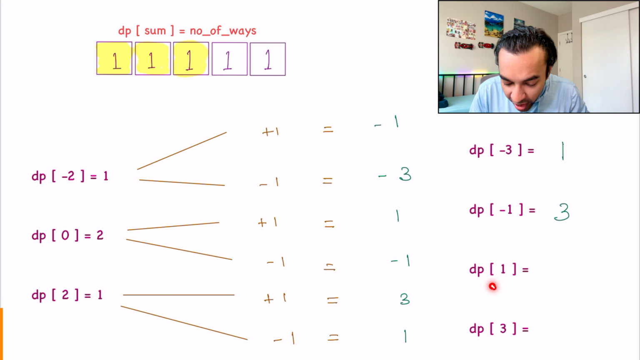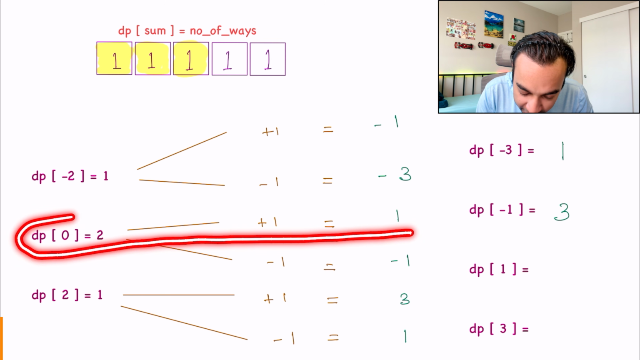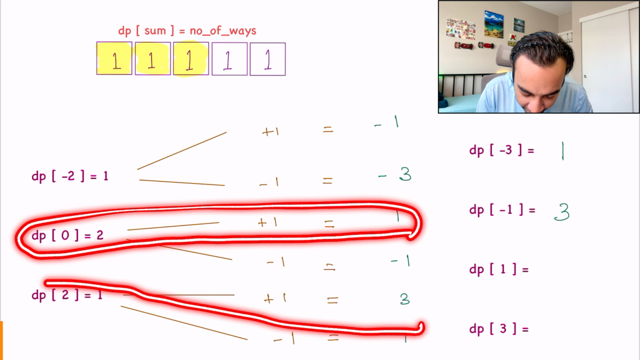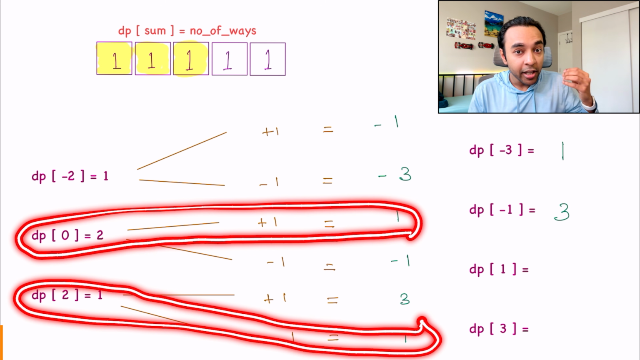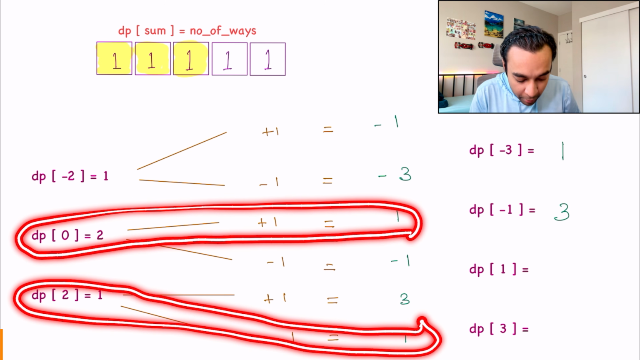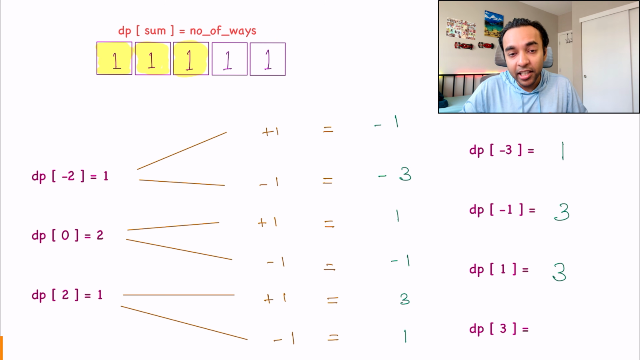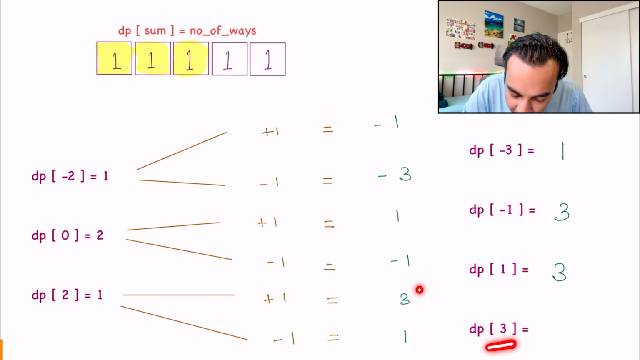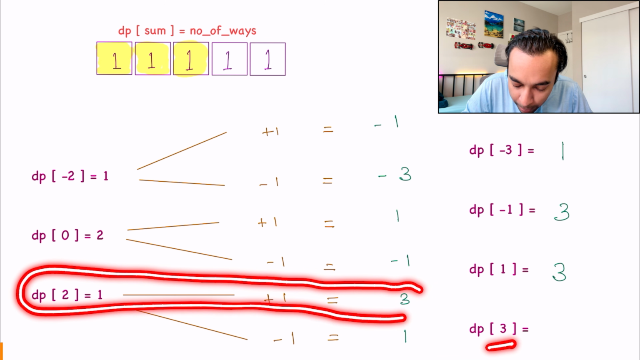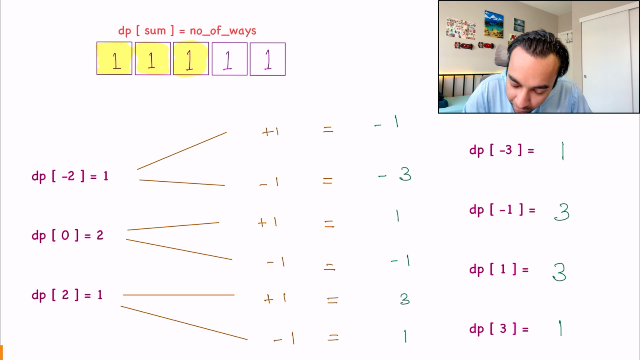To get a sum of 1, how many ways are possible? I can get a sum of 1 by this path and then I can get a sum of 1 by this path. So once again, how many total number of ways? 2 plus 1. And that gives me 3. Similarly, for this last sum 3, how many ways are possible? I just got one path over here. So this will be equal to 1.